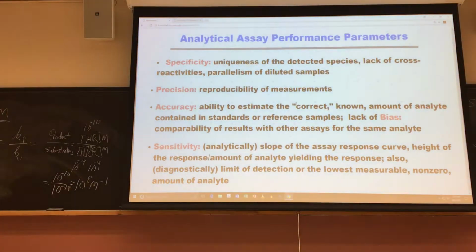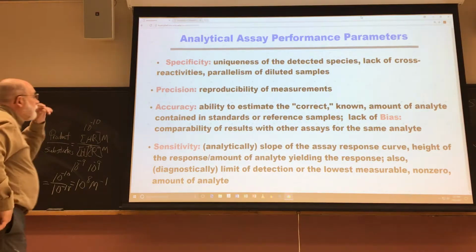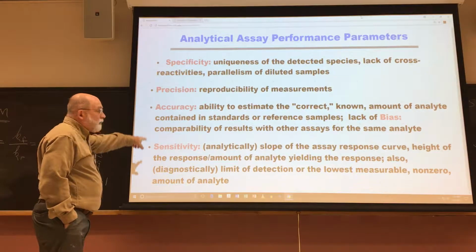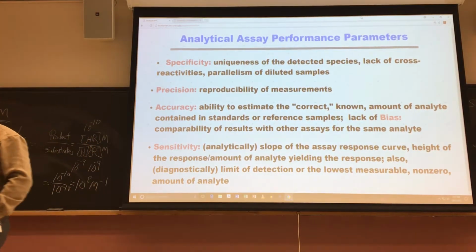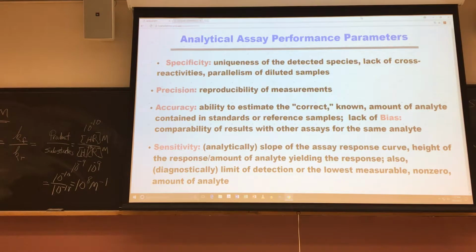I want to give you some background information that applies to both chemical and biochemical, immunological, even bioassays. It applies to all analytical assays. There are 4 parameters that govern the performance of any of these assays.